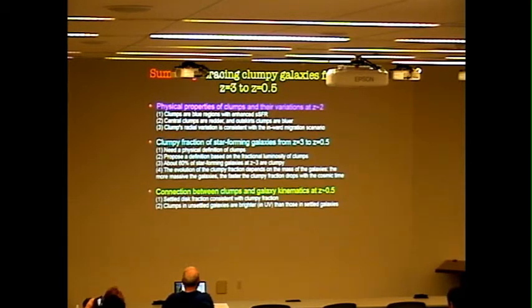So do you have a sense, from your work or other people's work, of some typical threshold, like your threshold of 8% of the luminosity in this clump for you to call it a clump? Do you have a sense of what stellar mass threshold that might correspond to for a typical clump color? I would say 1 or 2%, something like that.